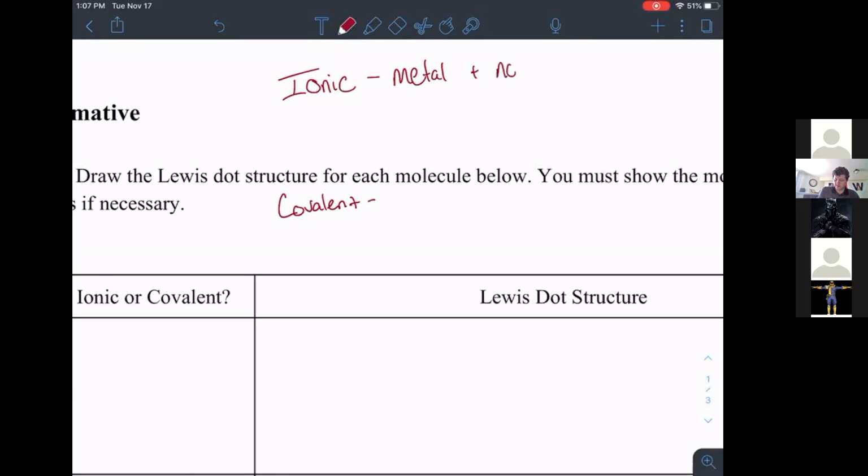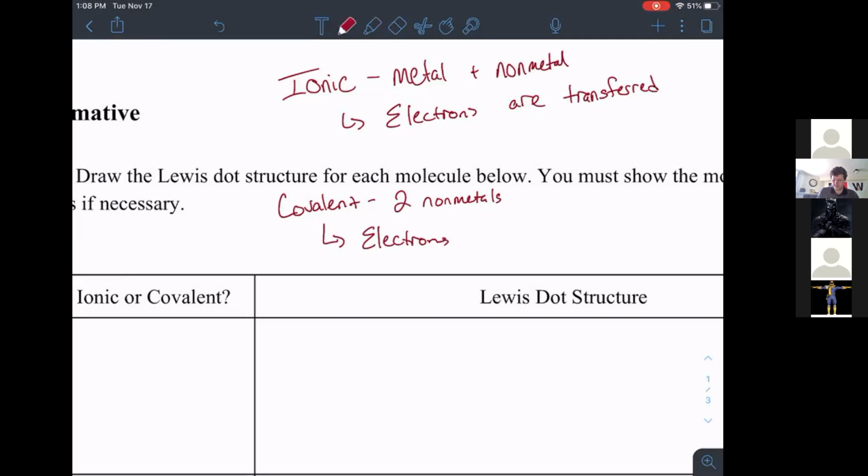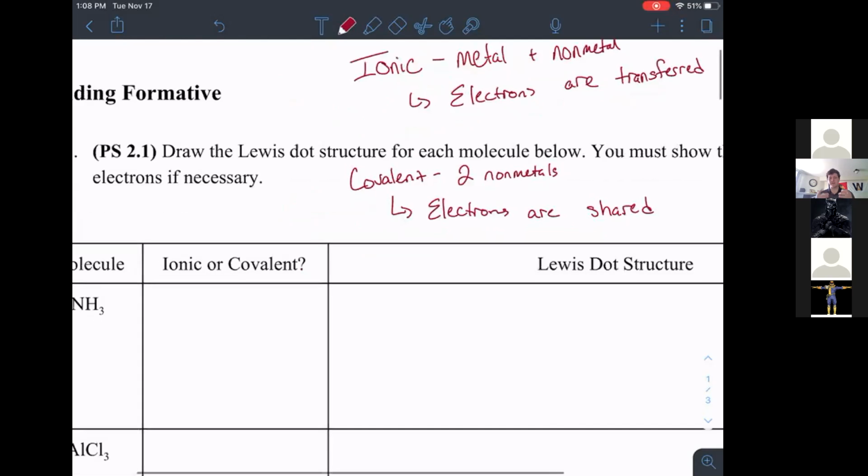Perfect. Okay. So we have a non-metal and a metal, and then electrons are removed or transferred. All right. And then covalent, what kind of elements do we have and what happens to our electrons? Both non-metals and they're shared. All right. We have 2 nonmetals in covalent and our electrons get shared. So I just wanted to refresh us before we get started on that, because we are going to have to know both those things, especially on our summative on Friday.